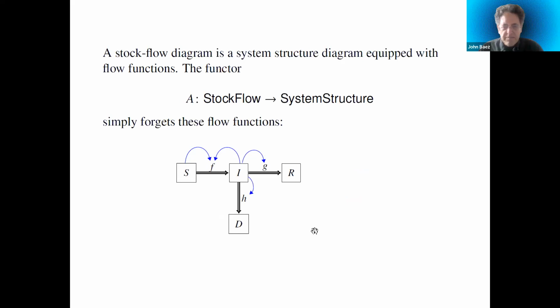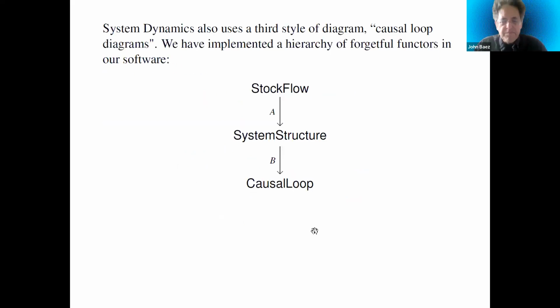So of course, that's a very simple idea, but it's part of a bunch of ideas in system dynamics. They mainly use 3 styles of diagrams. I won't talk about the third, called causal loop diagrams, but there are essentially forgetful functors going down the ladder here. And what's the point? Well, they don't talk about forgetful functors.